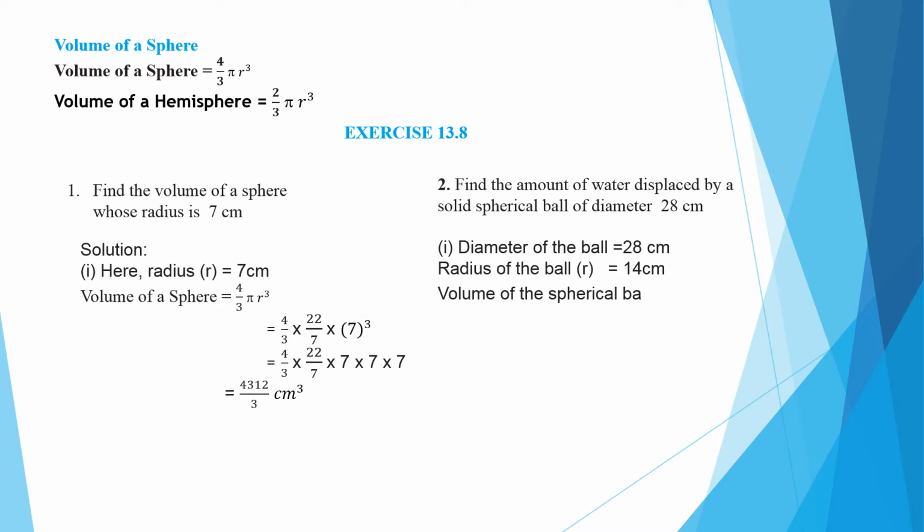Okay, so the volume of the spherical ball is equal to 4 by 3 pi r cube, that is 4 by 3 into 22 by 7 into 14 cube, and then after calculation we will get the answer in the form of a fraction, that is 34,496 divided by 3 centimeter cube. Again I am saying that you can leave the answer in the form of a fraction or you can convert it into decimal. After this we will do question number 3.